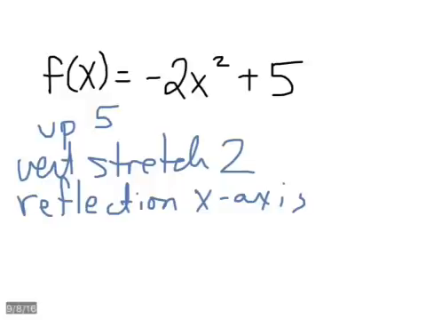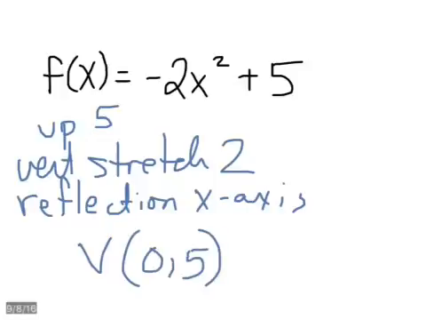Nice work. Now, the vertex has nothing to do with the stretching or shrinking. It has nothing to do with the reflection. It has everything to do with, did you shift it up or down, and did you shift it left and right? So if we started at 0, 0, did we go left or right any? No. Did we go up or down any? Yeah. How far? In which way? 5 up. What ordered pair would I be at? 0, 5. The vertex is at 0, 5. That's what the vertex is.